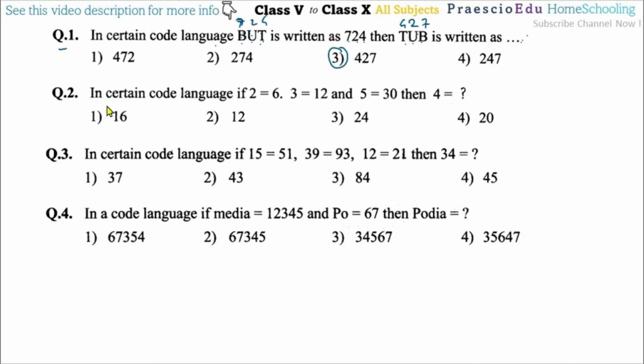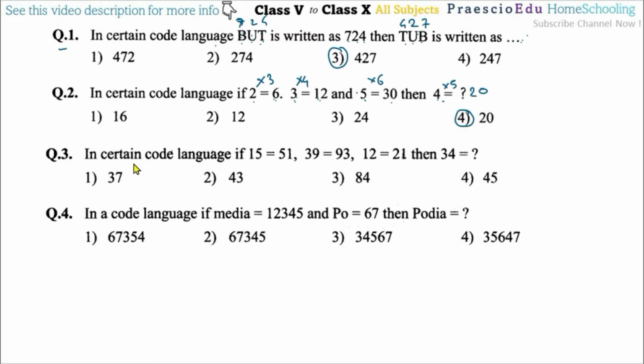Then question number 2, in a certain code language, if 2 is equal to 6, 3 is equal to 12, 5 is equal to 30, then 4 is equal to how much? So here 2 is equal to 6 means it's multiplied by 3. Now 3 is equal to 12 means it's multiplied by 4. As per this one, 5 is equal to 30 means it's multiplied by 6. So likewise 3, 4, 5 and then 6 here, like this one. So here multiply by 5. So 4 multiplied by 5 is 20. So 20 is given in option number 4.